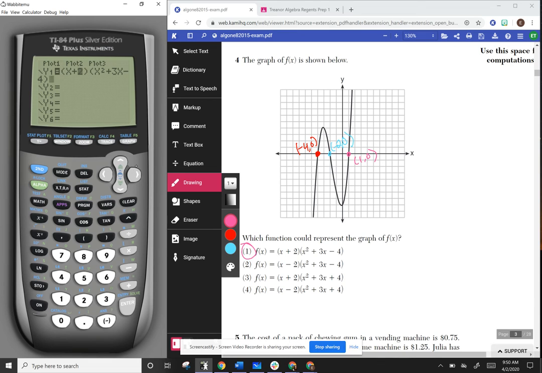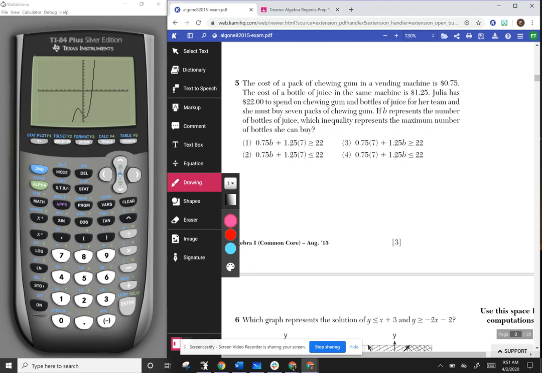Right, this is plus 2, and this is plus 4 for the third one. Graph. All right, and as we can see, this one just has a completely different shape. So it's definitely not option 3. Now let's check option 4. This one also has a completely different shape. So yes, 1 is definitely our answer. Let's move on to question 5.